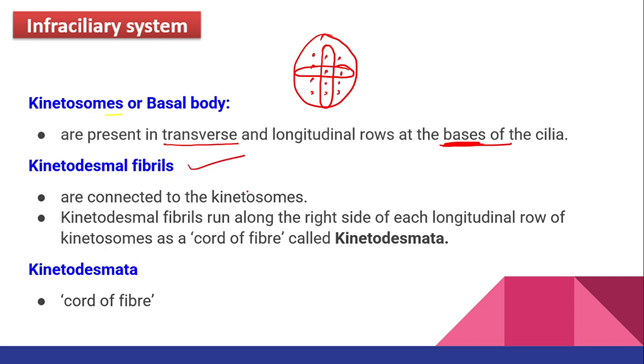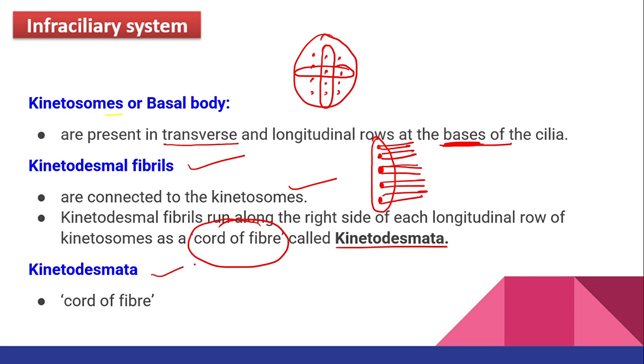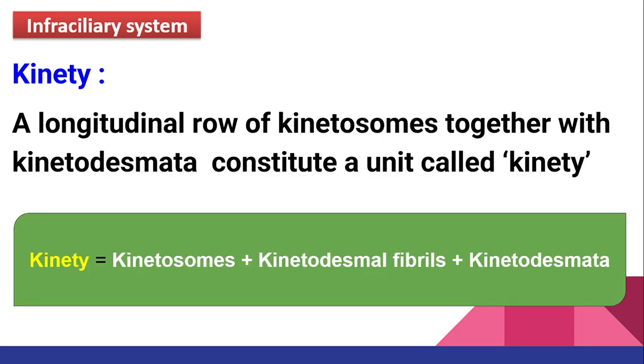Now kinetodesmal fibrils are connected to the kinetosome. That's what we have seen in the picture, right? Kinetodesmal fibrils run along the right side. This is your kinetosomes, and from here the fibrils come out going towards the right side of each longitudinal row. From each longitudinal row of kinetosomes, fibrils come out and form the cord of fiber, a group of fiber. We call it kinetodesmata. So what is kinetodesmata? It is nothing but the cord of fiber. I hope this is clear to you, right?